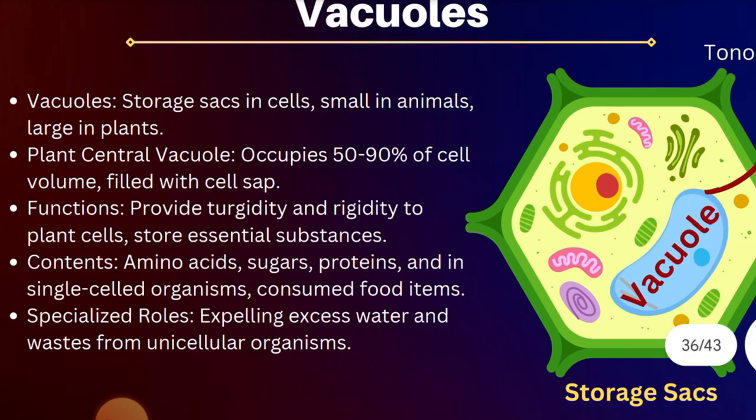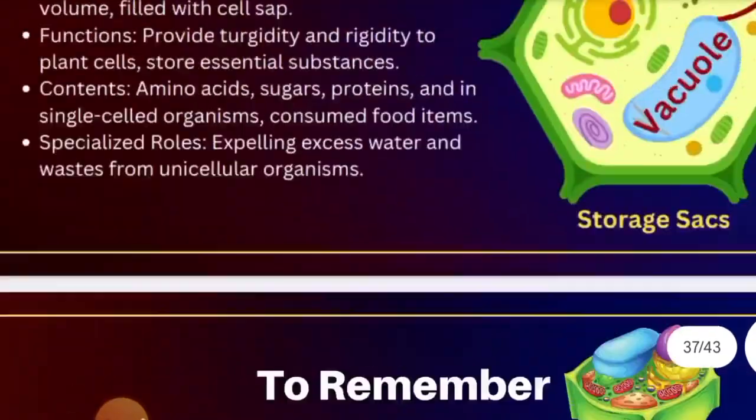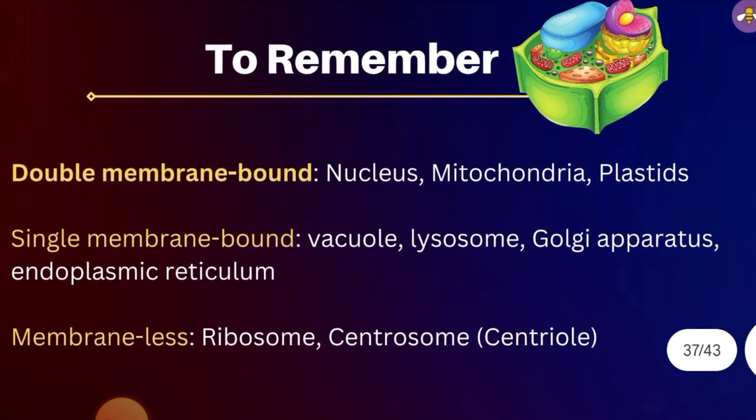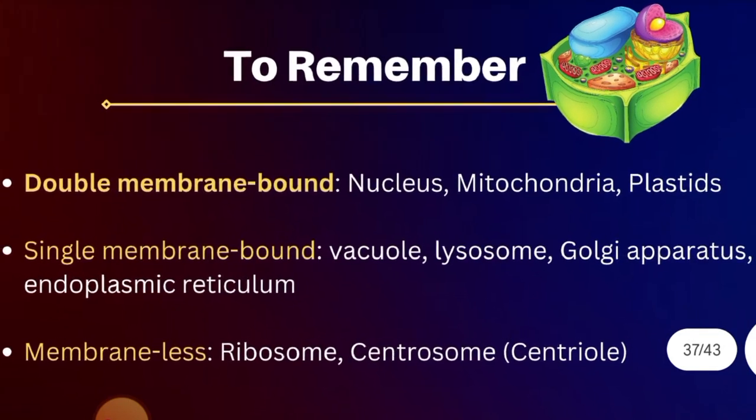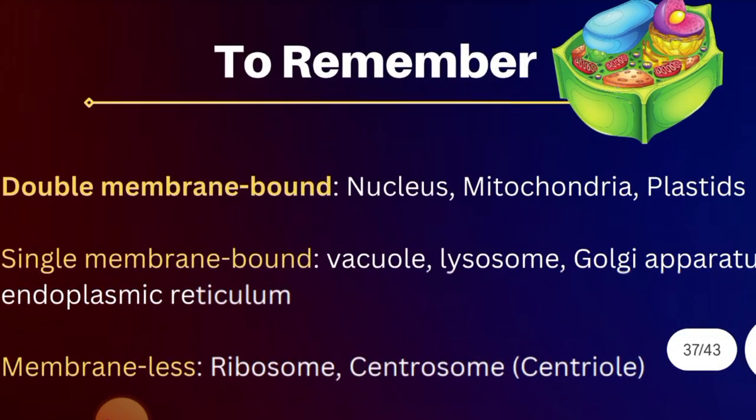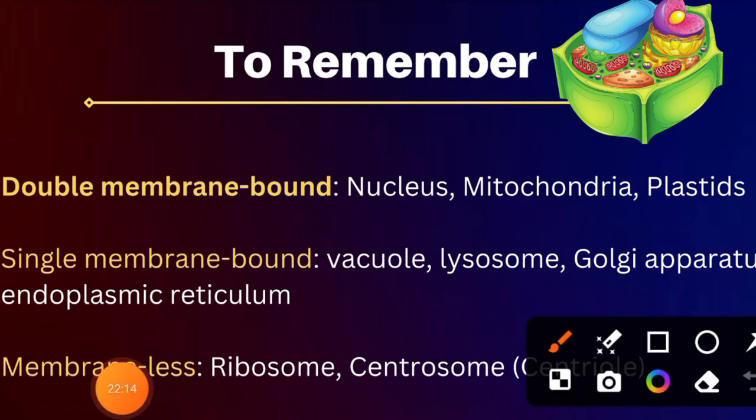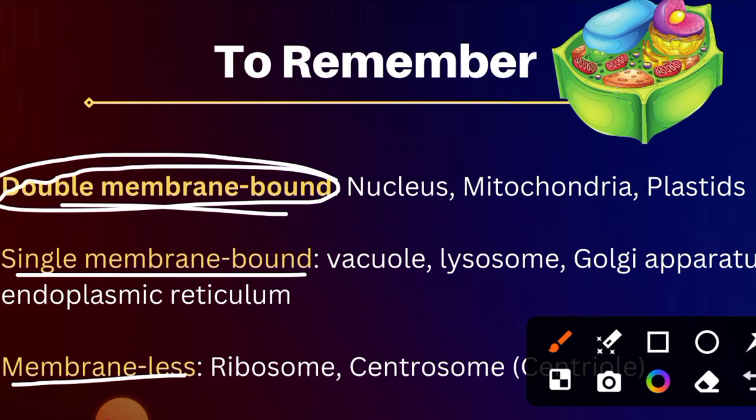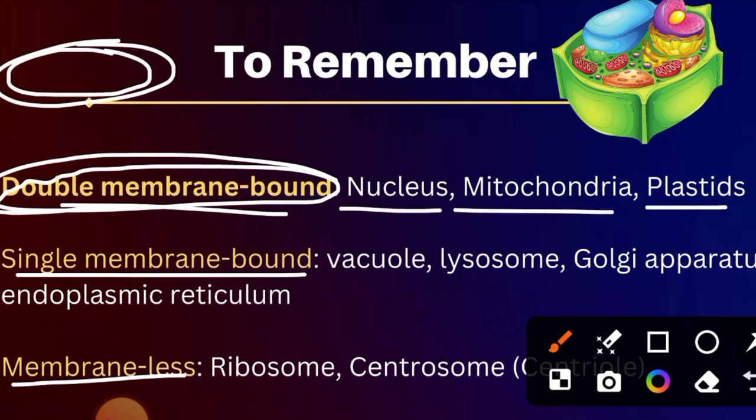These are known as the storage sacs. Now this is our slide in which we have to remember the basic thing: who is having double membrane, who is having single membrane, and who is having membraneless. Double membrane bound organelles have two membranes, like one outer and inside it one more membrane. So it is nucleus, mitochondria, and plastid.